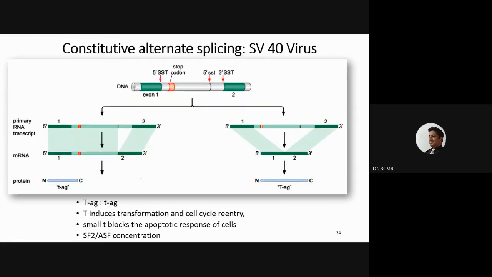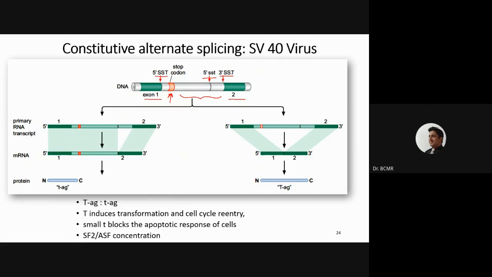And for alternate splicing, another example is of the SV40 virus. So it has exon 1 and exon 2. And what happens here, there is a 5' splice site. There is a stop codon here. It is relevant here. Stop codons can be present anywhere, okay? Anywhere within the intron, because first of all, we don't know the reading frame, right? And there is also a 5' SS and a 3' SS.